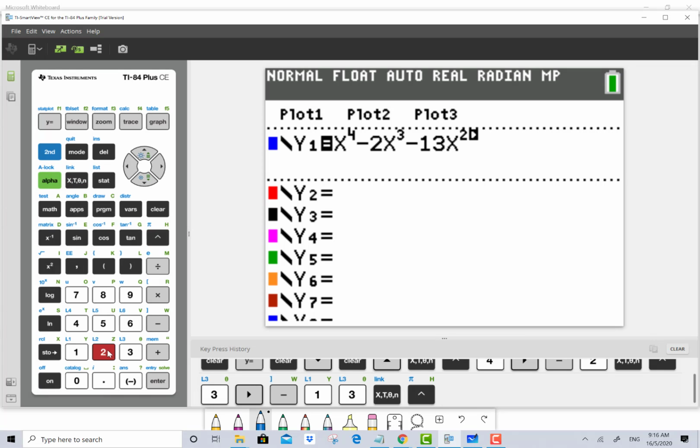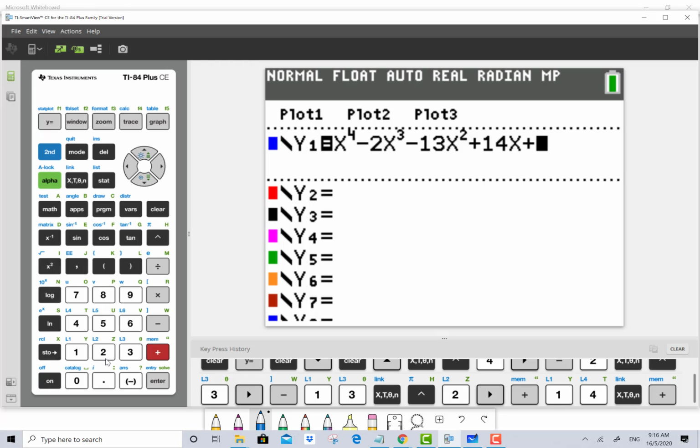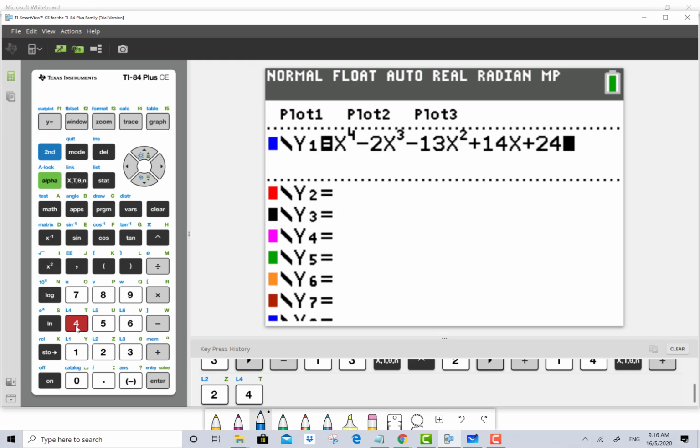Then we're going to have minus 13x squared. Now we're going through the process of entering each term, but I still want to go through it because I want to make sure you understand how to enter these terms pretty easily. Plus 14x plus 24. Now, point to note, with this being the equation here, notice that if I enter that in Y1, this equation will be stored.